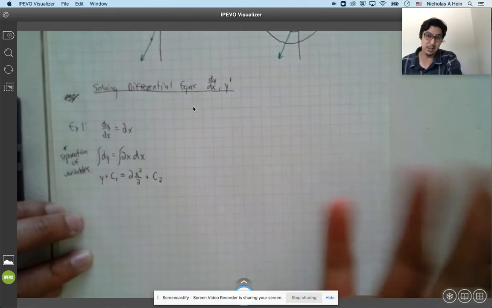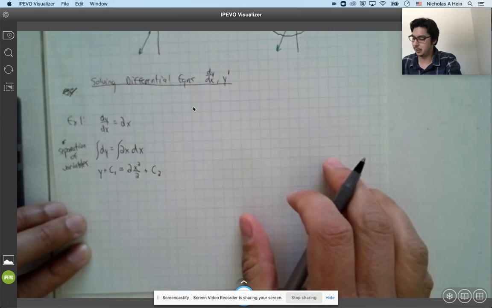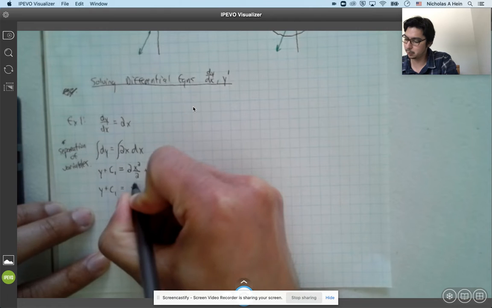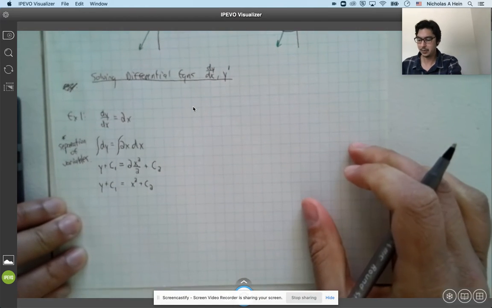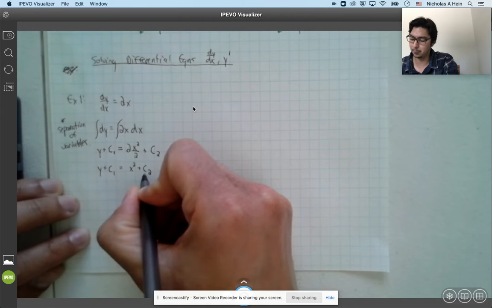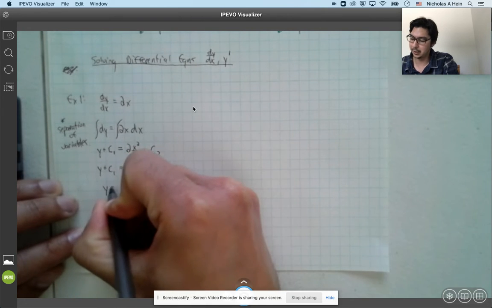Maybe these are the same, maybe they aren't. Who knows? All right. Now, simplifying this up a bit, we would have y plus c1 is equal to x squared plus c2. And now this is the new part here: if you were to just combine the constants on one side, we're going to get y equals x squared.